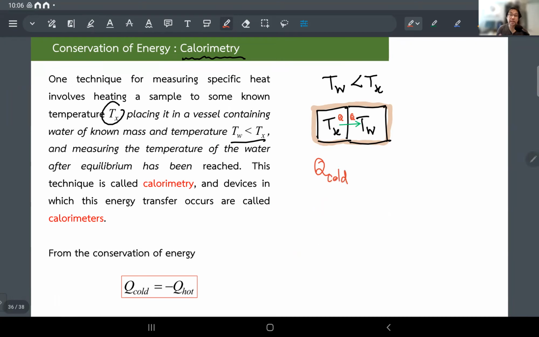So because it's colder, it means the heat will flow into it. Okay, that makes sense. But the amount of heat that is flowing in must be equal to the amount of heat actually coming out from the hotter object. Everyone agree with this? All right, but my point is this.